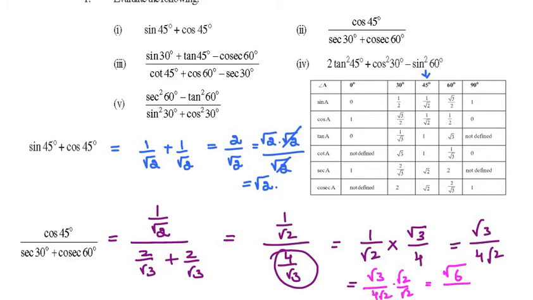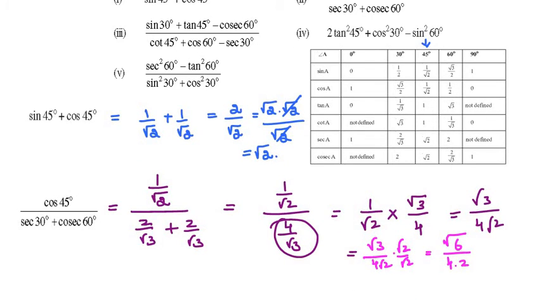Root 6 by 4 into 2. Root 2 into root 2 is 2. So the final answer is root 6 by 8. So this is our final answer. This is all about the second sum.